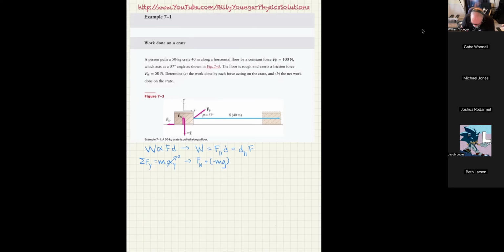Now we also have other forces. The force of friction is completely horizontal, so there's nothing there. But that FP actually is a vector that has a component parallel to the motion, and it has a component that's parallel to the y-axis.